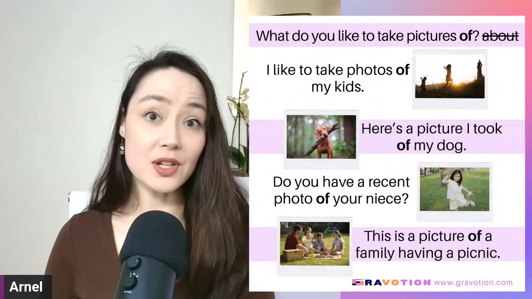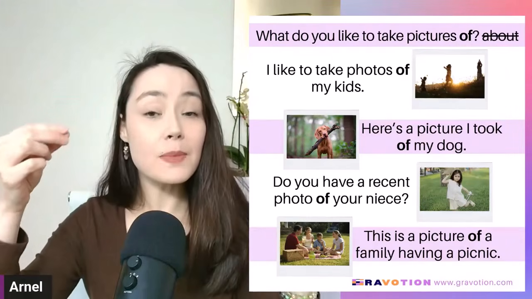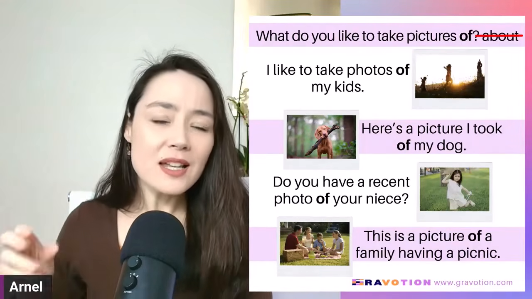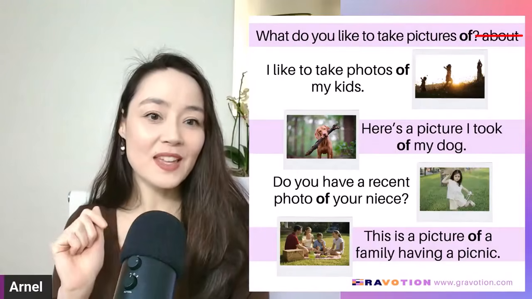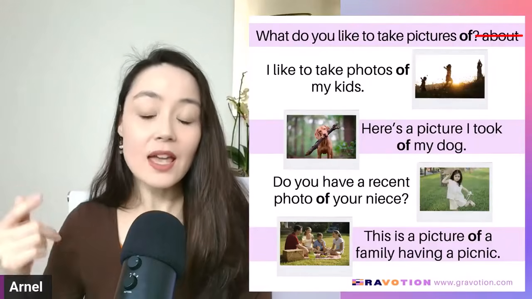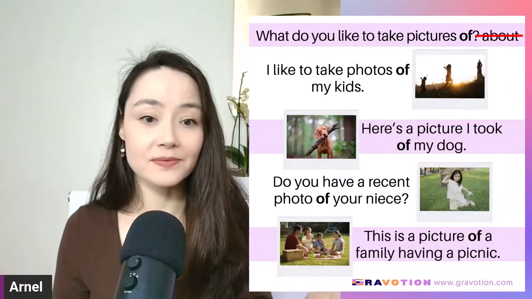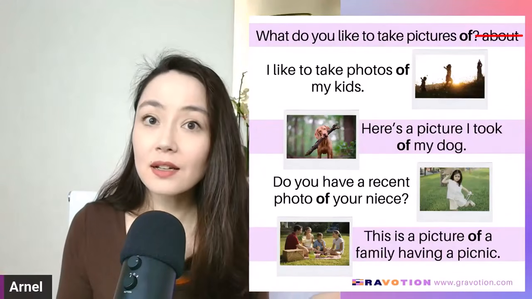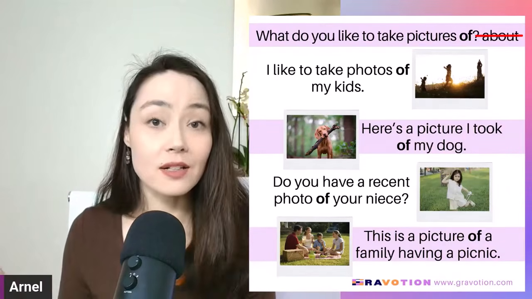Let's look at a preposition. I know you all love prepositions. What do you like to take pictures, photos, of? We do not say about. Take a photo about something. We use of. For example, I like to take photos of my kids. Here's a picture I took of my dog. Do you have a recent photo of your niece? Your niece is your brother or sister's daughter. That's your niece.